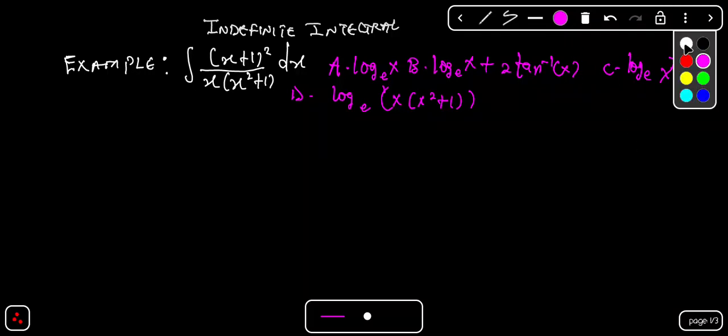So in today's video, we'll be solving this indefinite integral question. So we have the integral of (x + 1)^2 over x(x^2 + 1) dx.